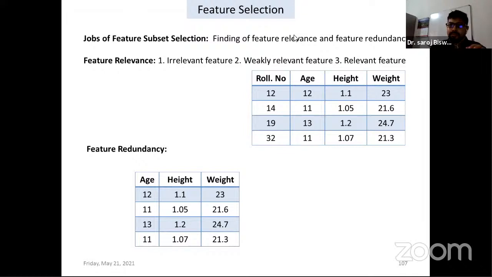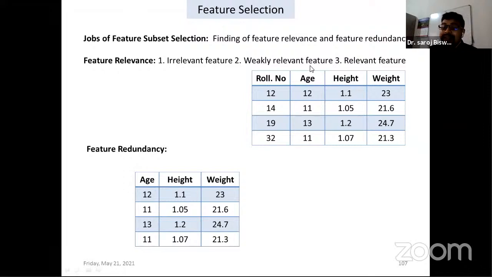Based on feature relevance, the features can be classified into three categories: irrelevant feature, weakly relevant feature, and relevant feature. If we have an irrelevant feature, it means what? It doesn't contribute anything in the classification or to solve the problem. For example, here in this case, the roll number is an irrelevant feature, because the roll number doesn't have any impact in finding the weight of a student, right? Then again, we can have a weakly relevant feature.